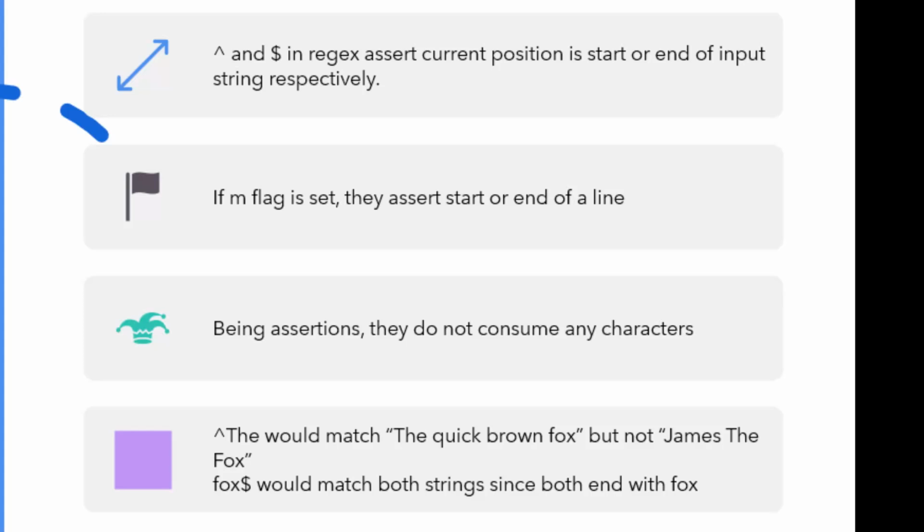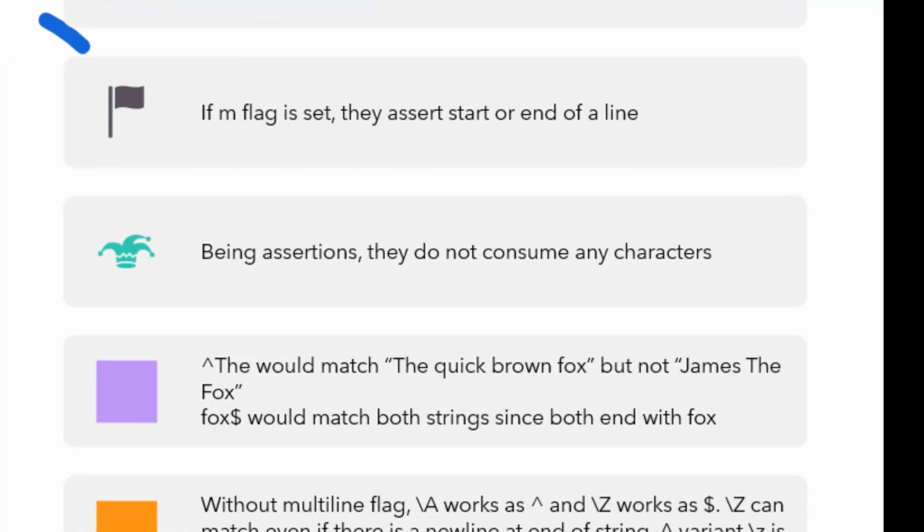Dollar is the opposite of caret, and it is the end of line assertion. A regular expression like fox dollar would match both input strings from earlier, since both end in the word fox. I do have a bias towards JavaScript, as this video series is made in the context of the full stack course on this channel, but let me introduce some related anchors that are not found in JavaScript, but in many other useful languages like .NET, PHP, etc.